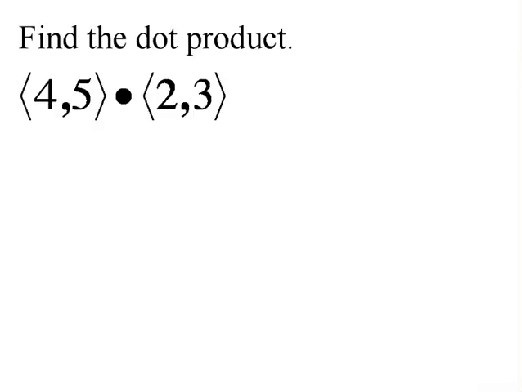Okay, let's look at an example. Find the dot product. To find the dot product between these two vectors, you multiply the first terms, and then add that to the product of the second terms. So I'm going to take 4 times 2, and I'm going to add that to 5 times 3. So the dot product between these two vectors will be 23.